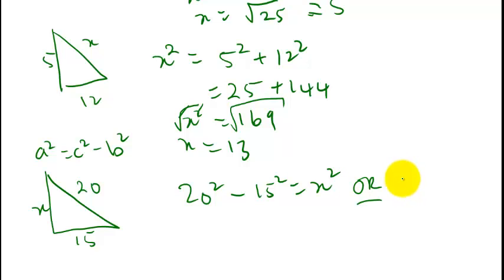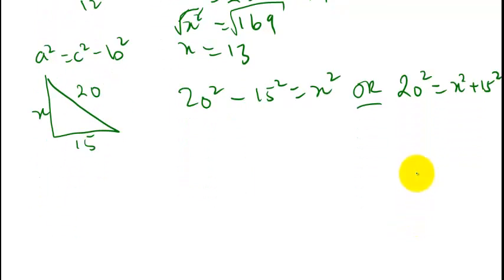Or I used it the other way. 20 squared equals x squared plus 15 squared. They're both the same thing. Okay, and then you can see you have to take away 15 squared here to make x the subject, and that's where you get this.